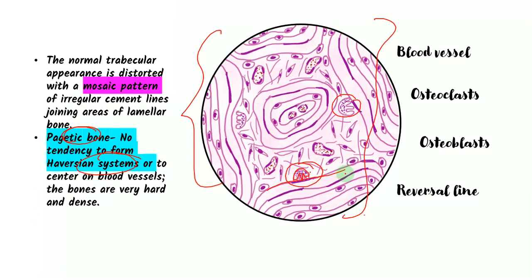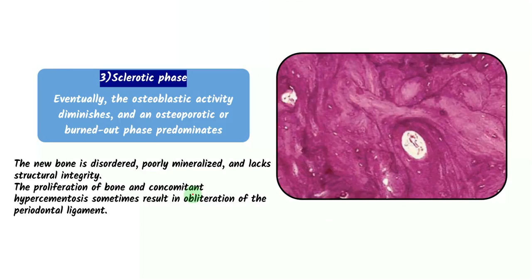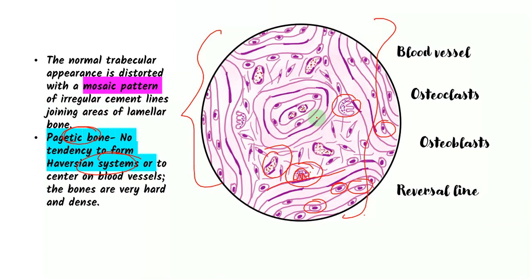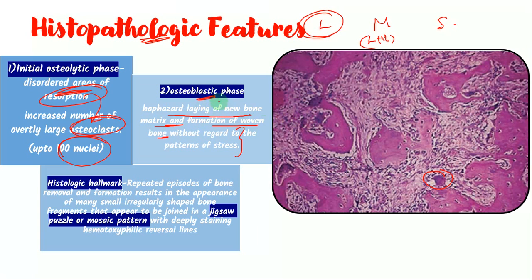At one end you have this lytic activity, and then you have all these osteoblasts which are trying to form new bone, right? You see the marrow spaces, they are replaced by vascularized connective tissue. And a very important feature here is the presence of reversal lines, right? So in the osteoblastic phase, the histological hallmark is the jigsaw puzzle or the mosaic pattern, right?